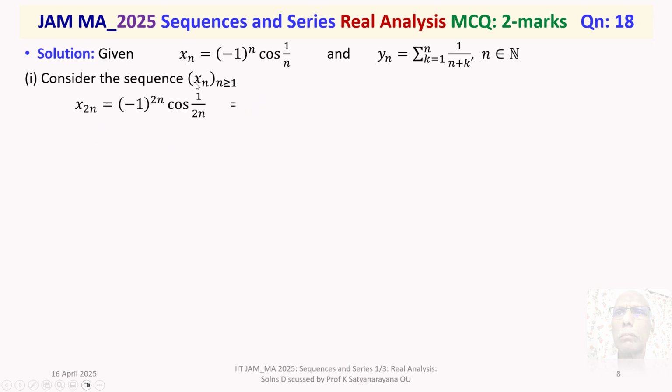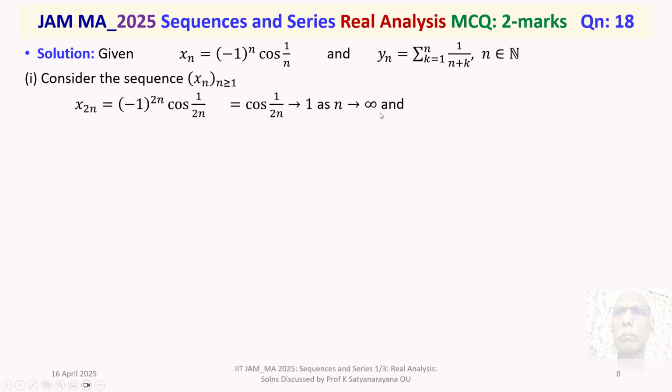Now we take, because there is a presence of minus 1 to the power of n, the sequence xn can be divided into even indexed subsequence and odd indexed subsequence. So x to n, even indexed subsequence, will be minus 1 to the power of 2n into cos 1 by 2n. So it will be cos 1 by 2n, which tends to 1 as n tends to infinity.